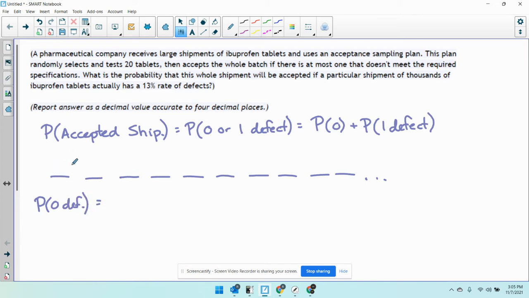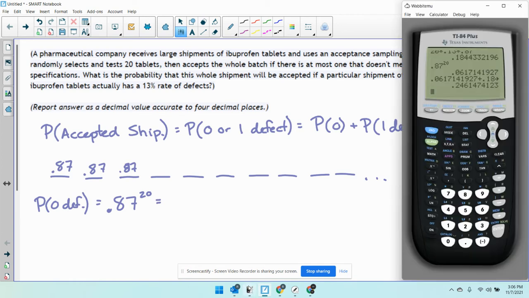Well, that would mean the first one can't be defective. What's the chance that the first one's not defective? Well, that would be 0.87. The chance the second one's not defective would be 0.87. The third, 0.87. And you'll see that it would just be all of them would be 0.87. So this would just be 0.87 to the 20th power because there's 20 tablets. So let's do that. 0.87 raised to the 20th. We get 0.0617.